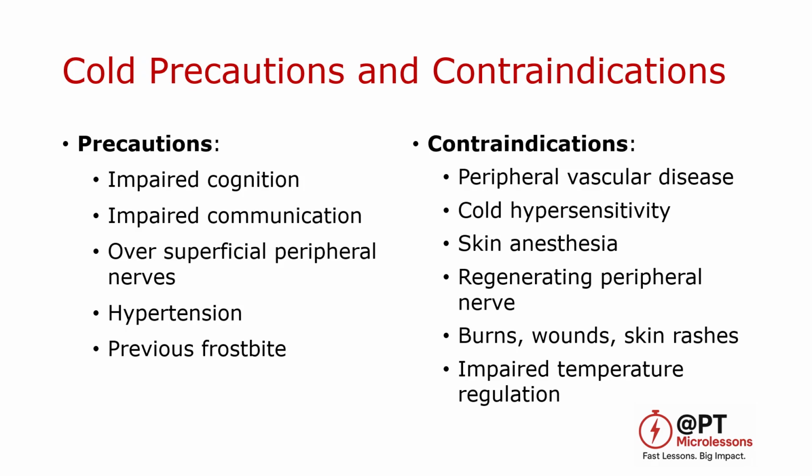It is important to distinguish between precautions and contraindications. Precautions require increased monitoring, while contraindications mean it should not be used. Cold should be used cautiously in patients who may not accurately communicate discomfort or who have difficulty understanding instructions. Extra care should also be taken when treating superficial peripheral nerves, patients with hypertension, and those with a history of frostbite.